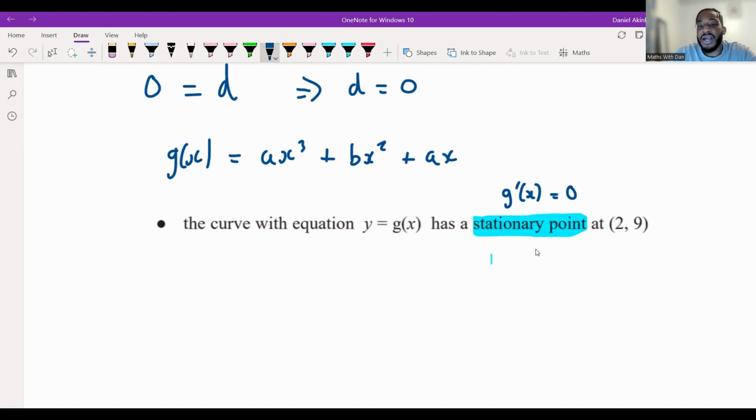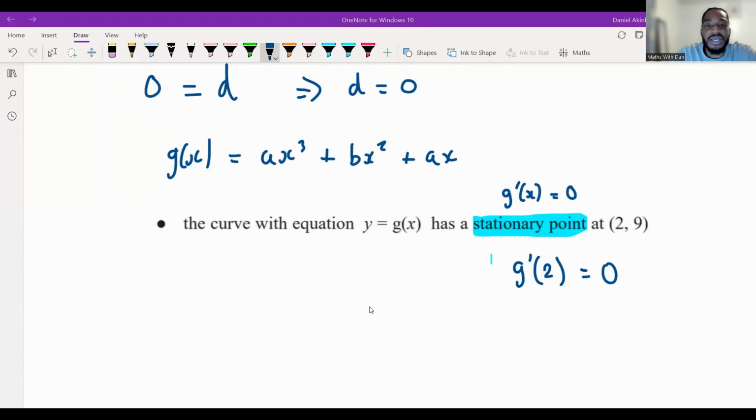So do we agree then, guys, that when we plug in x equals 2 into our gradient function, we will get 0 out because it occurs at 2, 9? Does that make sense, guys? Are we all happy with this? This is important. Are we all happy with this? Yeah? Good stuff.